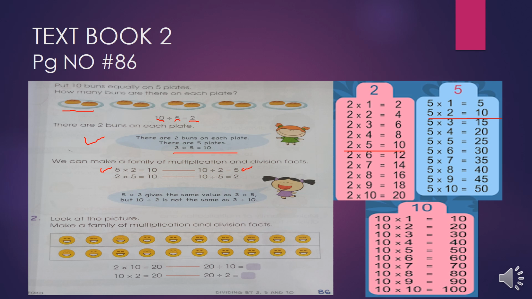And the second multiplication equation which you have learned on this page is 2 multiplied by 5, 2 buns into 5 plates, is equal to 10. And what will be the division sentence? 10 is the total number, and when you divide equally on 5 plates, each plate will get 2 buns. So this is how we can make a family of multiplication and division facts.